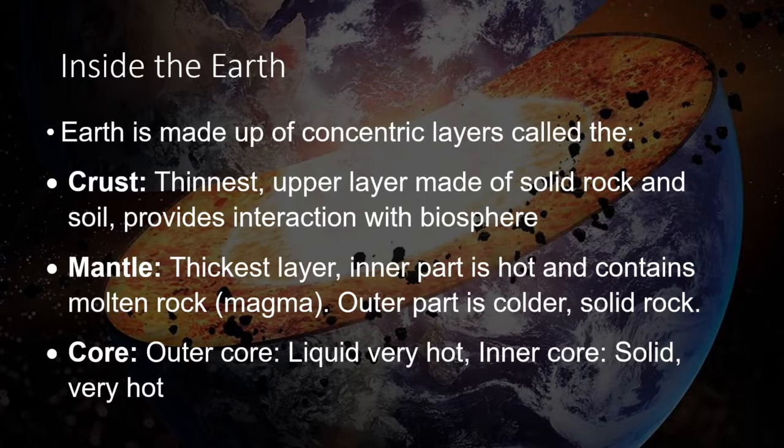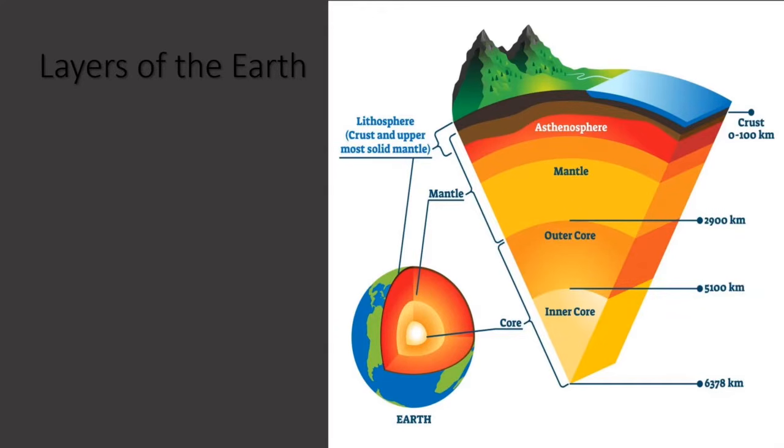The mantle is the thickest layer and the inner part is hot and contains molten rock, which is known as magma. The outer part of the mantle is colder and forms solid rock. The outer core of the Earth is liquid and very hot, while the inner core is solid and very hot. So let's have a look at the layers of Earth.